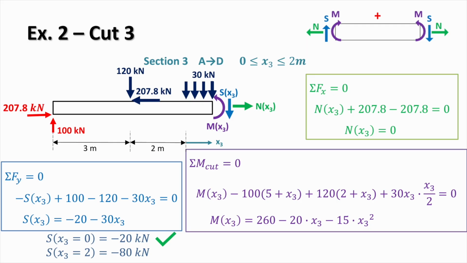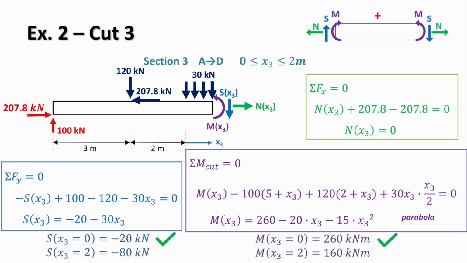So here we have a parabolic equation of 260 minus 20x3 minus 15x3 squared. So you can already see that the moment is going to vary in a parabolic way. And if we put in the two boundaries, so what happens when x3 equals 0, we get 260 kilonewton meters. That's a good sign, that matches what we had before.